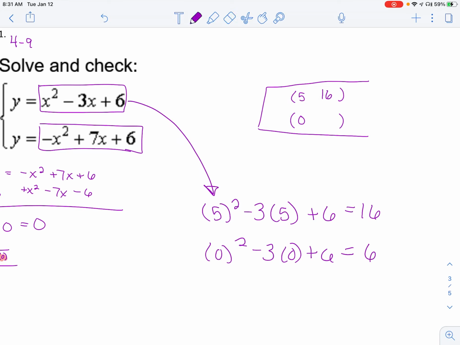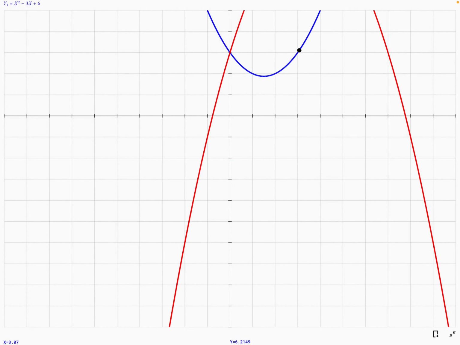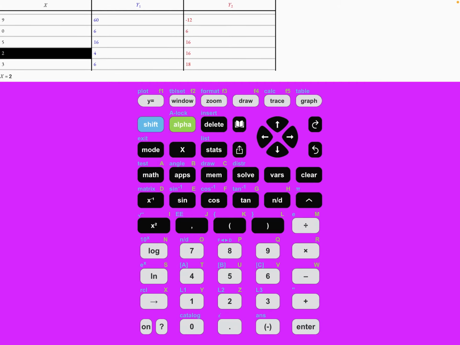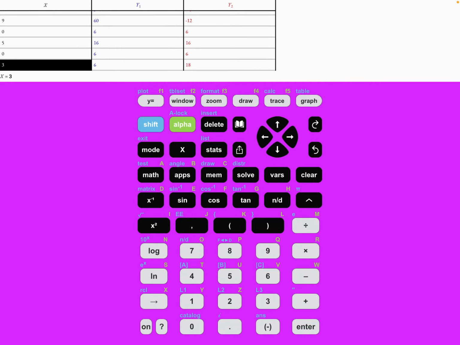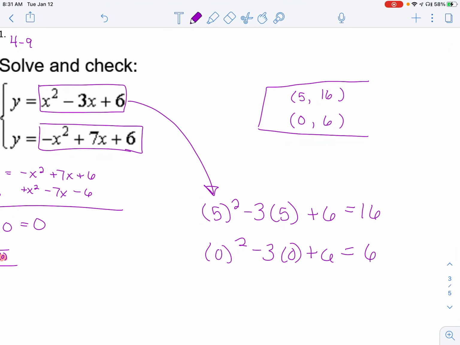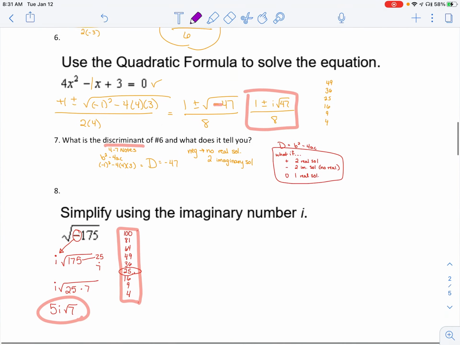Now, I did that in my head. I don't trust it. So I'm just going to check it real quick on the calculator by going to my table and putting in 5 and 0. And when I put in 5, I got 16 on both equations. And when I put in 0, I got 6 on both equations. So I know that we got it right. And I don't know, that's kind of cool. All right, that takes care of chapter 4. I hope you had as much fun as I did.